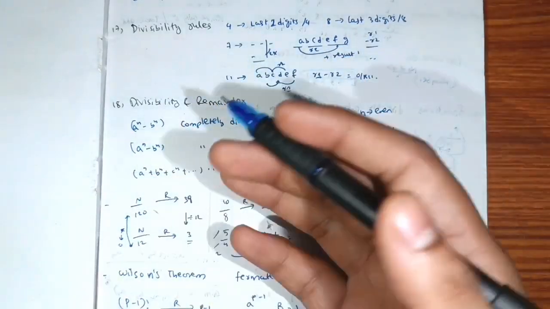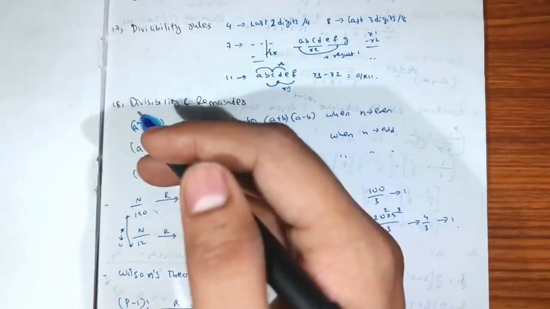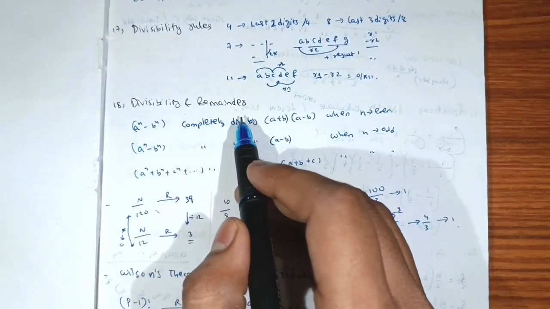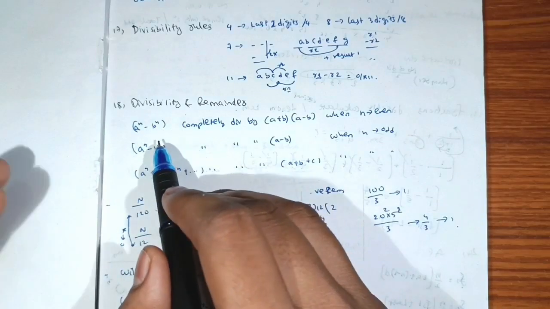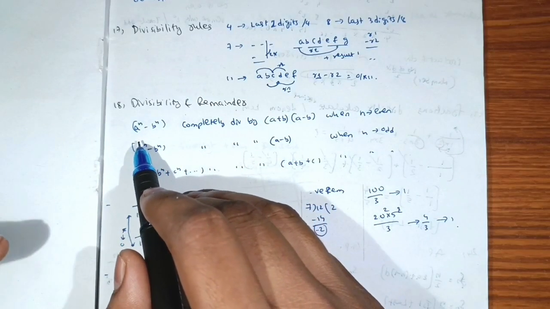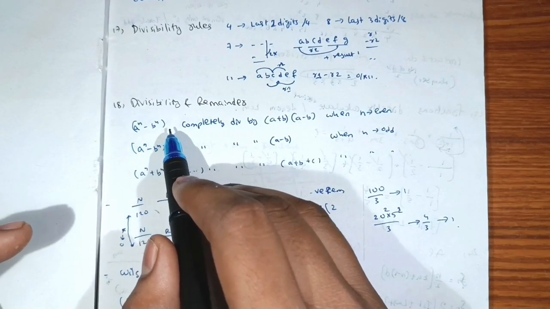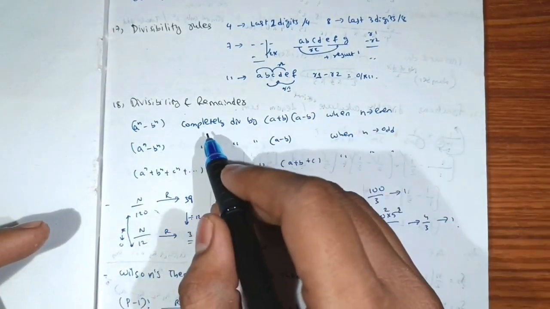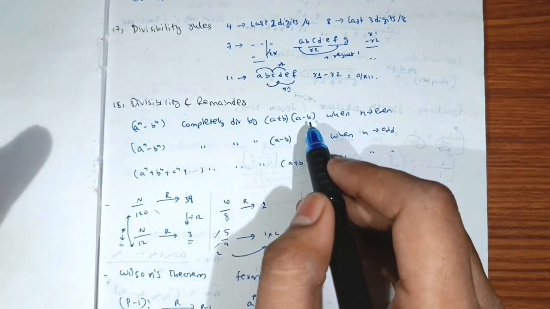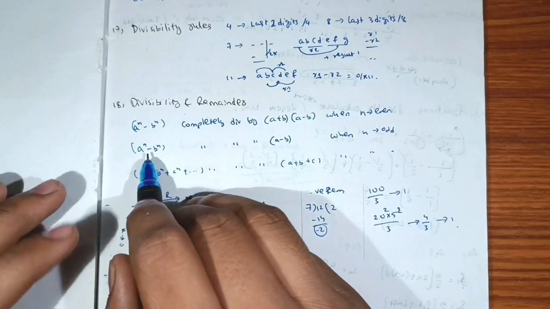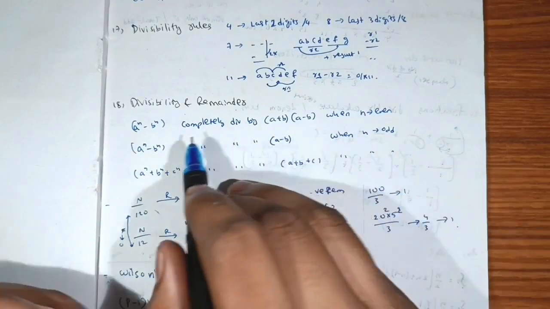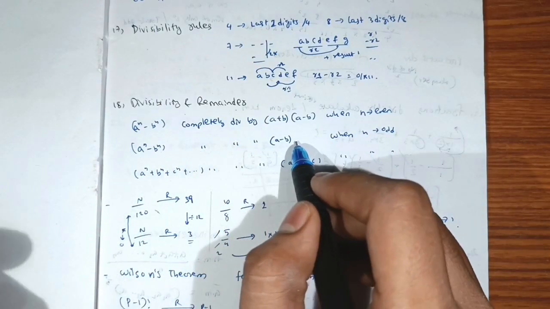Now our next subtopic in the number system is divisibility and remainders. Suppose you have a number like a power n and b power n. If n is an even number, then it is completely divisible by a plus b or a minus b. If n is odd, then it is only divisible by a minus b.